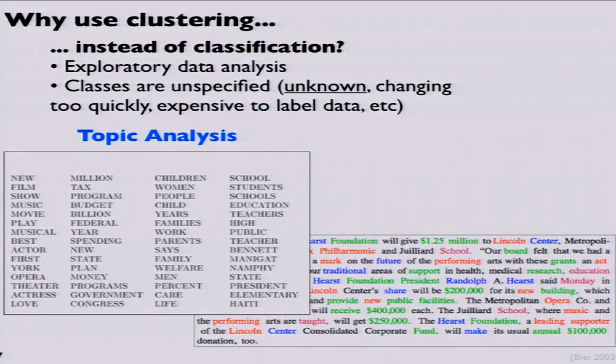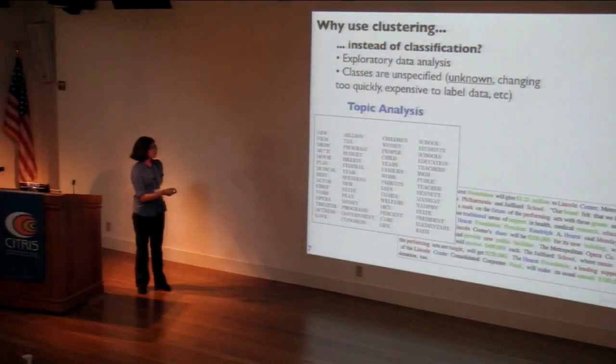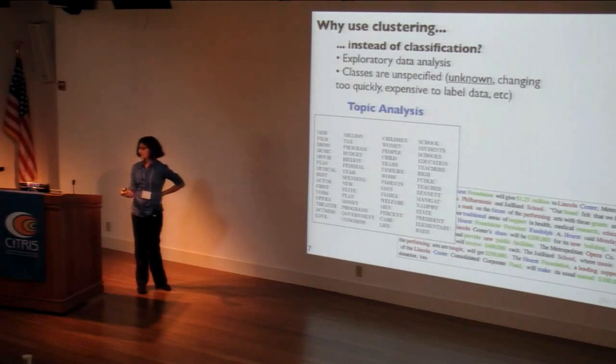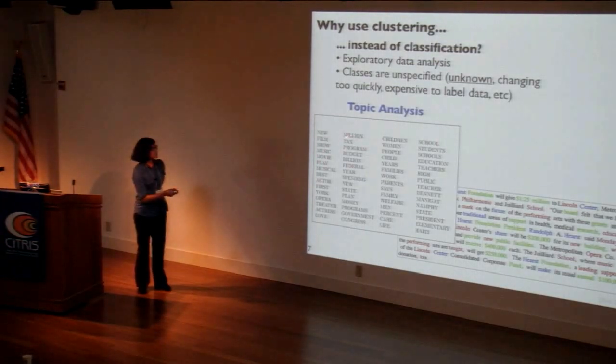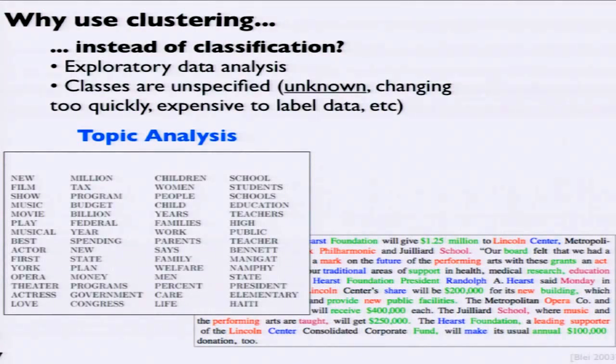See these words, new, film, show, music, movie, these are sort of artsy words. We think that they go together. Words like million, tax, program, budget, billion, federal, these are sort of money or budgetary words. And again, the key difference with classification is that in classification, we would know these labels in advance for these words, and then we would have new words that we were trying to classify. In clustering, all you have is the documents, and then you want to find these sorts of groupings automatically.